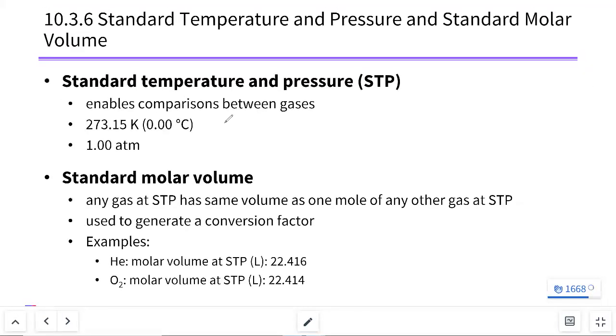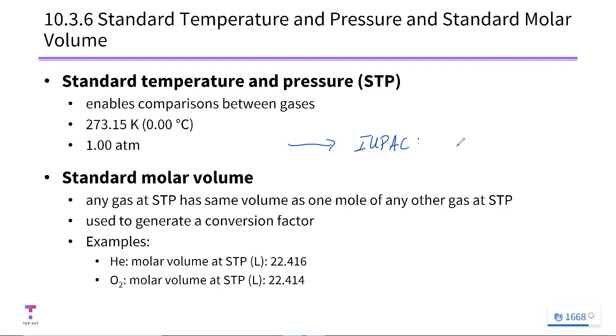There's another version of STP where instead of 1 atmosphere, the International Union of Pure and Applied Chemistry said, you know what, 1 atmosphere doesn't work. Reason why it doesn't work is because it's not in standard units. And so they defined the pressure as 1 bar instead of 1 atmosphere. Now, what is 1 bar? 1 bar relates everything back to pascals.